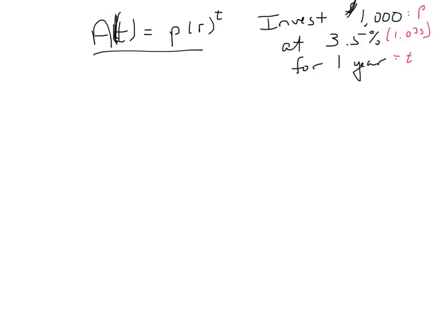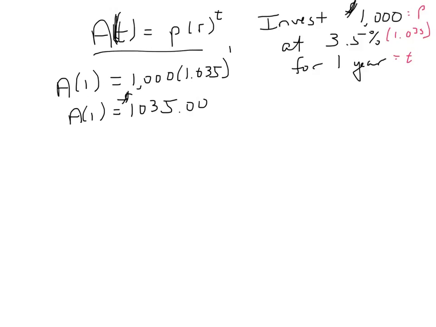When I substitute, I will get the amount at 1 year, because that's what my time is, is equal to $1,000 times 1.035 raised to the first power. And of course, when you put that into your calculator, you end up with $1,035 at the end of that year. That's if they calculate the money at the end of the year.